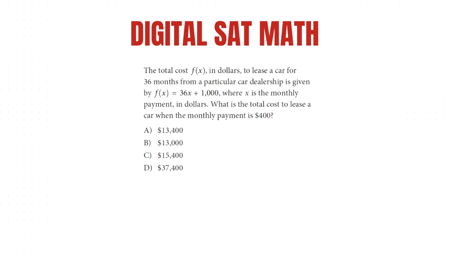So let's get started by reading this question. The total cost, f of x, in dollars to lease a car for 36 months from a particular car dealership is given by f of x equals 36x plus 1000, where x is the monthly payment in dollars. What is the total cost to lease a car when the monthly payment is $400?